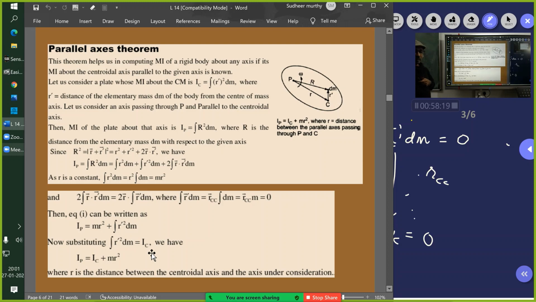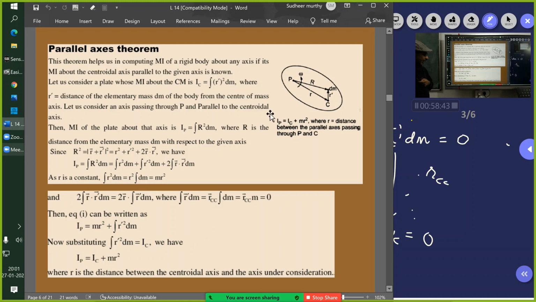R dash square dm is what? The moment of inertia about the center of mass, as Ic. So we get here Ip is equal to Ic plus Mr square. So what is Ic? Ic becomes the moment of inertia of the body about the center of mass, and M is what? The mass of the body, the total body mass.